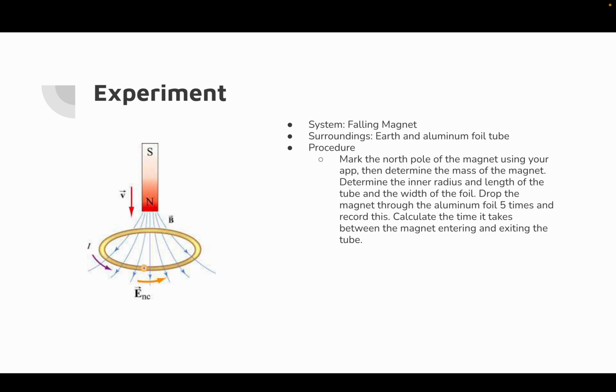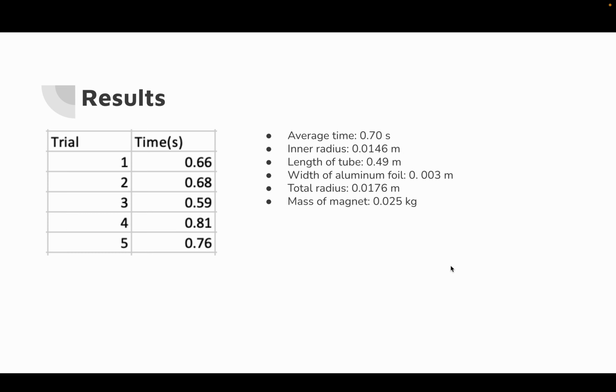Then drop the magnet through the aluminum foil 5 times and record this. The reason we do it 5 times is to get accurate results over several trials. Then you want to calculate the average time it takes between the magnet entering and exiting the tube.